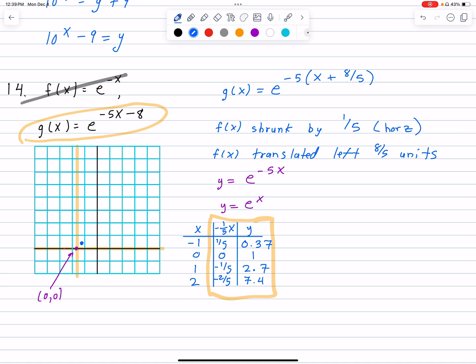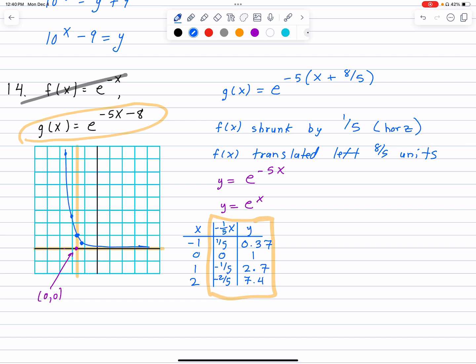So 0.1's right there. Excuse me, my brain just blew up there for a sec. Then I got the point -1, -1/5, 2.7. So maybe about there. And then the -2/5, 7.4, 1, 2, 3, 4, 5, 6, 7.4. So maybe about there. So the graph looks like this.